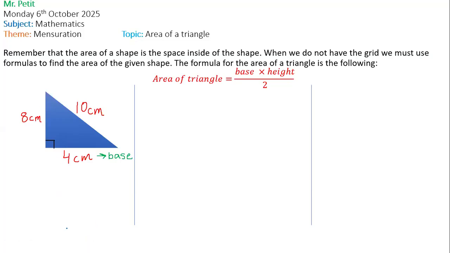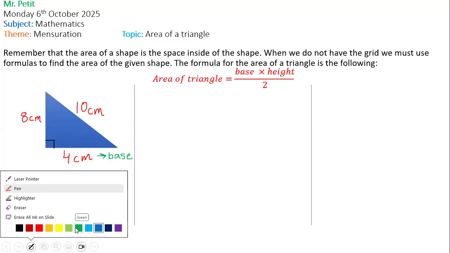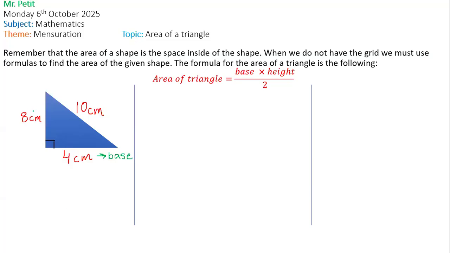Very smart. So the height is just going to be from here to here. It's clearly the height. It's going in the vertical direction, up and down, right? Let me see if I can write this down. All right, that's the height. So the height is going to be 8 centimeters.